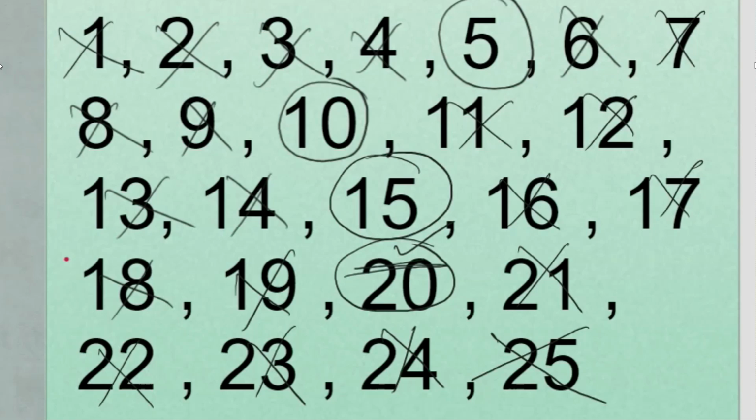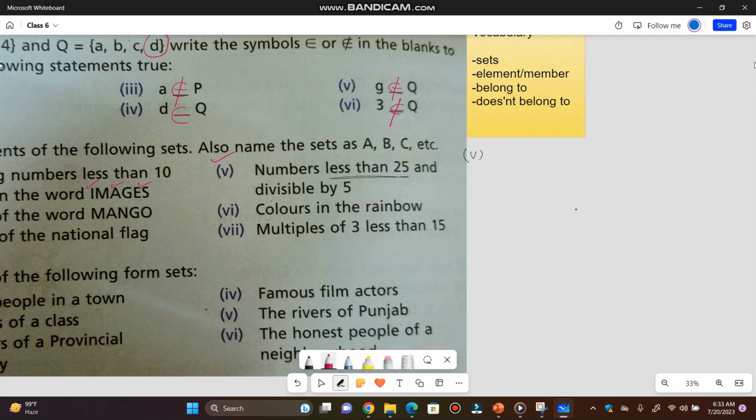So, we can write down numbers less than 25 and divisible by 5 are 5, 10, 15, 20. We are denoting that set as E, that is equal to 5, 10, 15 and 20. 25 is also not there because it is not less than 25.